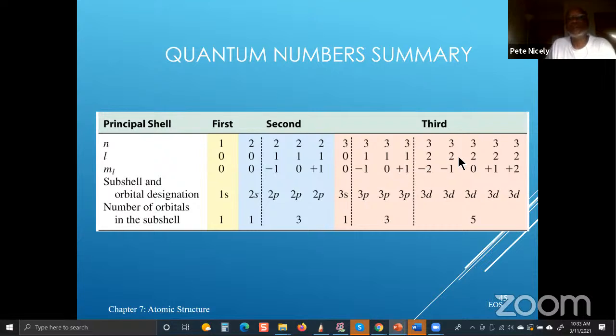And for L equals 2, the possible values of ML would be minus 2, minus 1, 0, plus 1, and plus 2. So what that basically means is that in the third shell, you have 3 types of orbitals, S, P, and D: 1 type of S orbital, 3 types of P orbitals, and 5 types of D orbitals. So therefore, we have one 3S, three 3P, and five 3D orbitals present within the third shell.